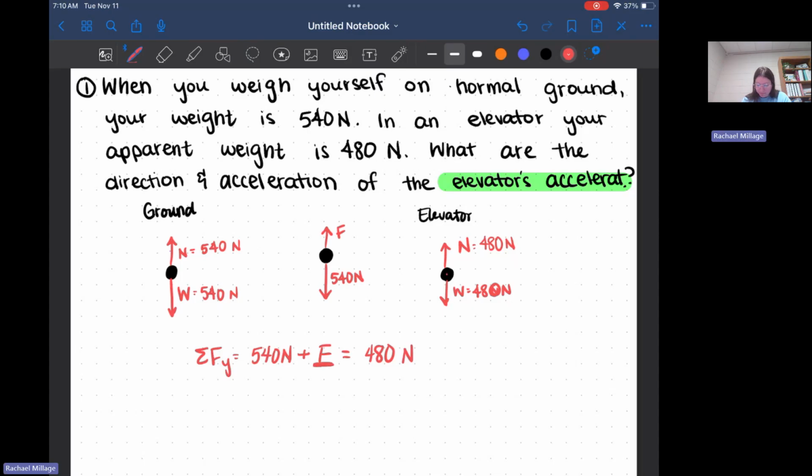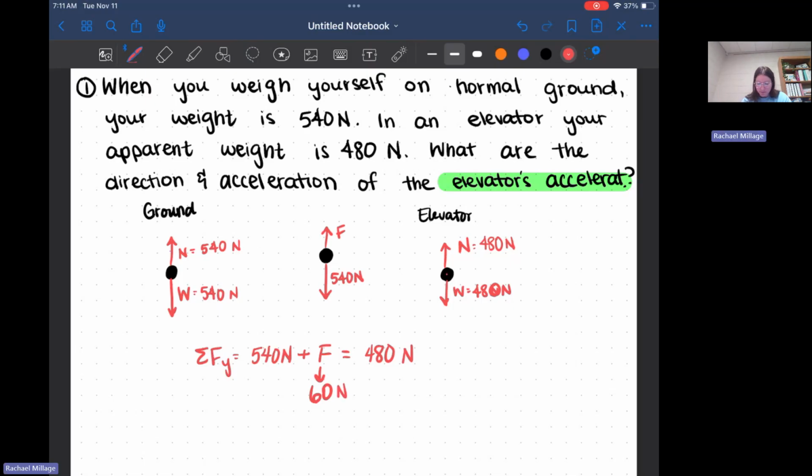So now we have to find this force. Well, the difference between these two forces is going to be 480 and 540, the difference between them. So when I get out my calculator, 540 minus 480, it's going to be 60. And we know that 60 has to be in the opposite direction of our 540 because it's actually going to be a negative 60, which tells me that it's in the opposite direction of that 540.